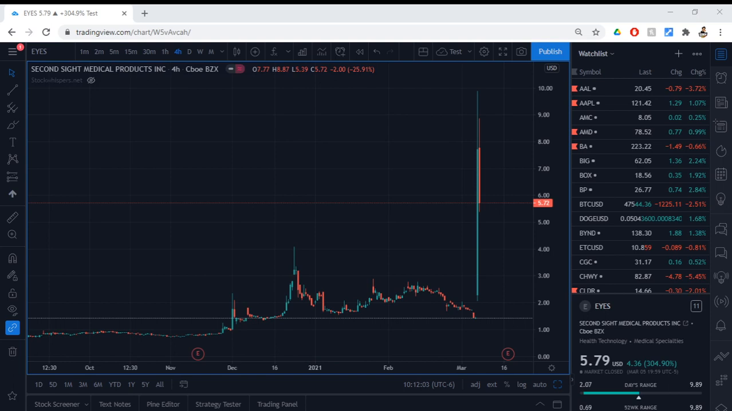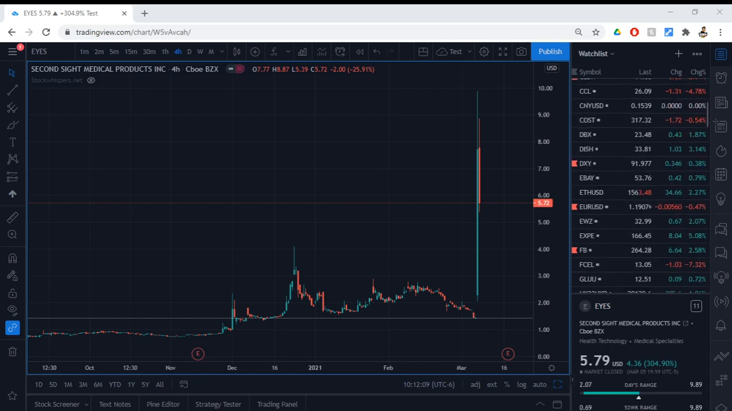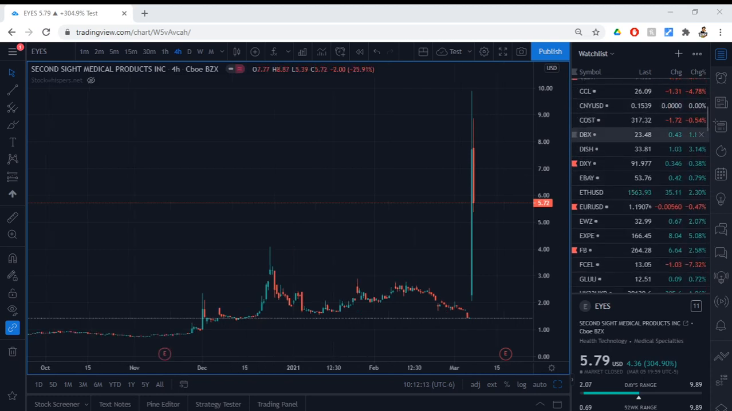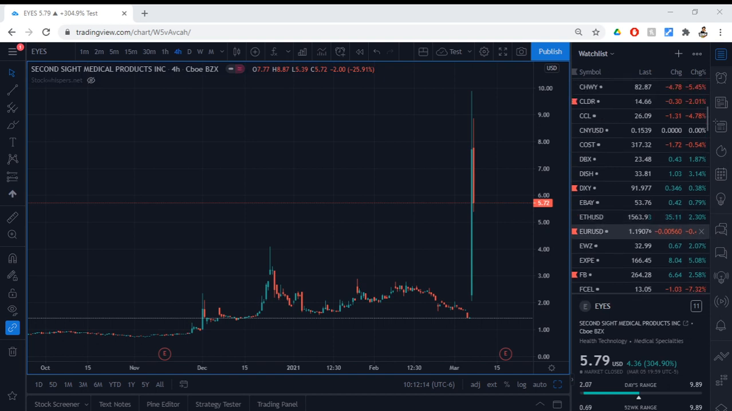So let's start with something very simple here. First thing is we need to understand what a trend is. Okay, I'm going to use multiple examples here until we get.